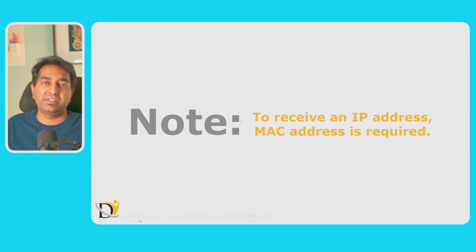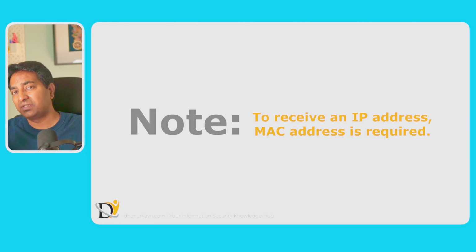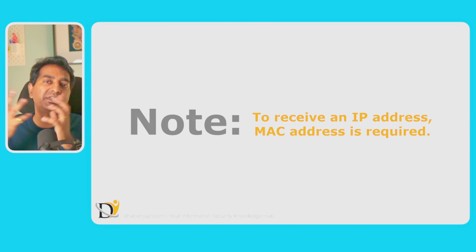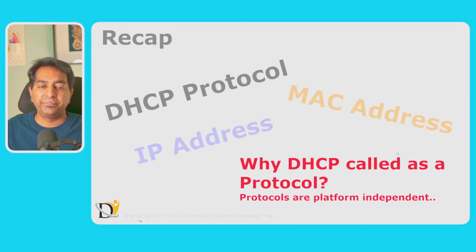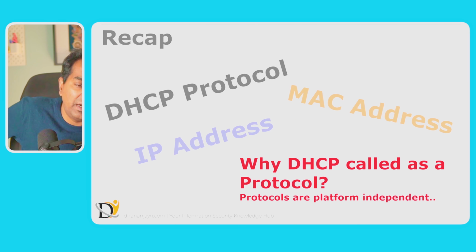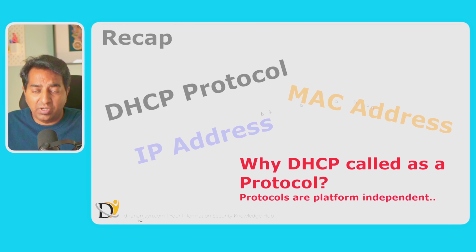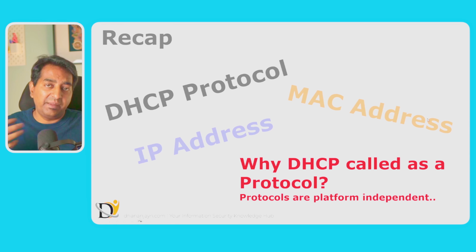During this process, you might have observed that the MAC address plays an important role, because unless and until the DHCP server gets to know the requester, it will not be able to assign the IP address. So one thing to note here is that to receive an IP address, a MAC address is required. To recap, we understood the DHCP protocol, the DORA process, the role of the MAC address while getting an IP address, and how the IP address is assigned.